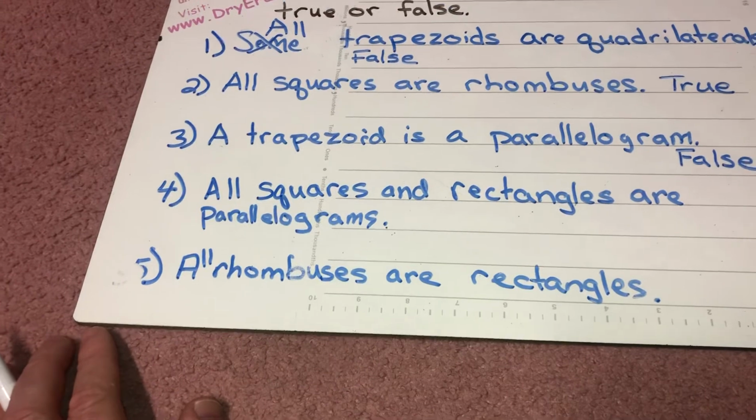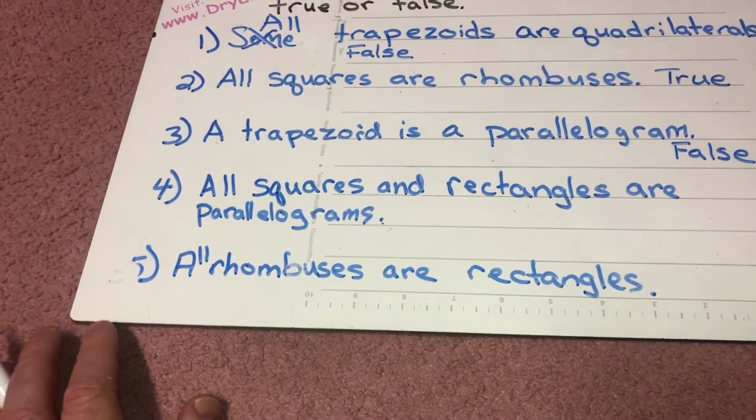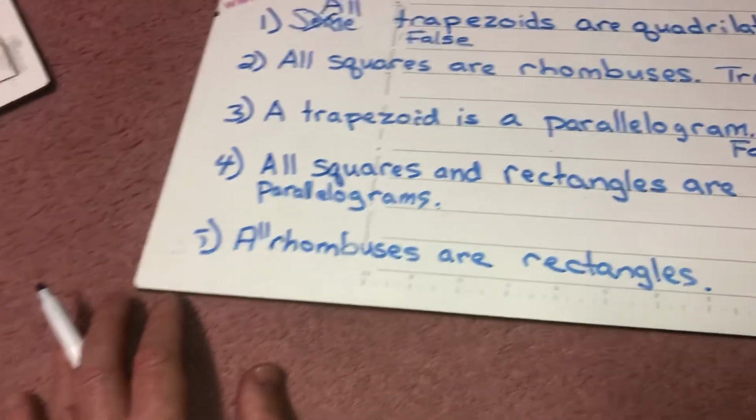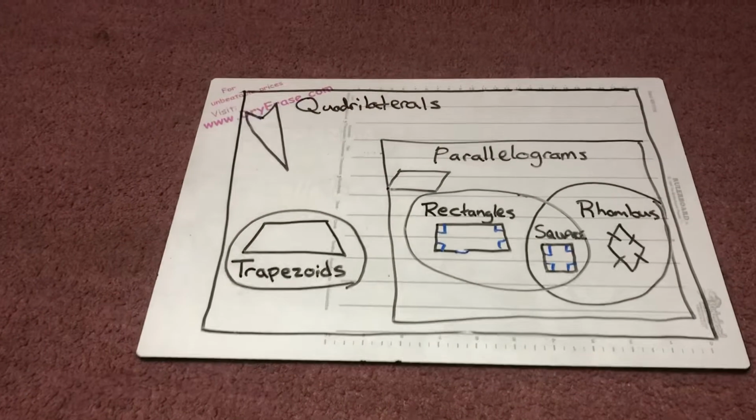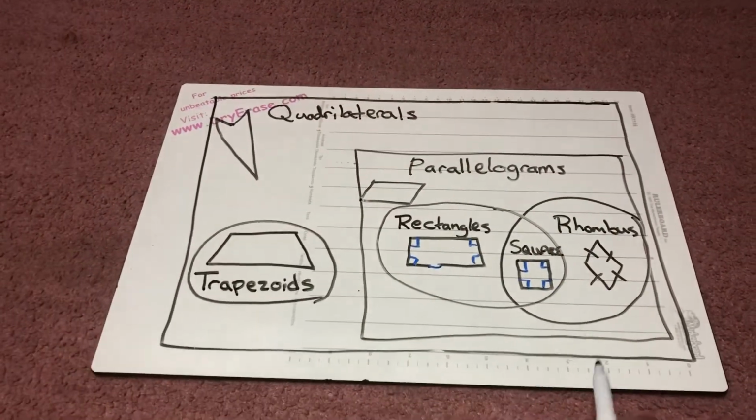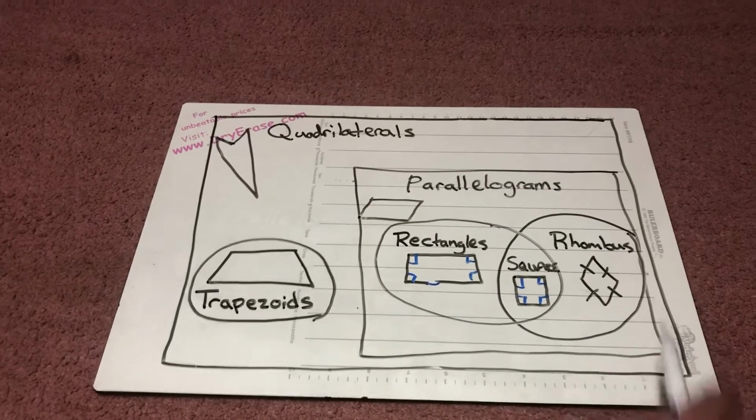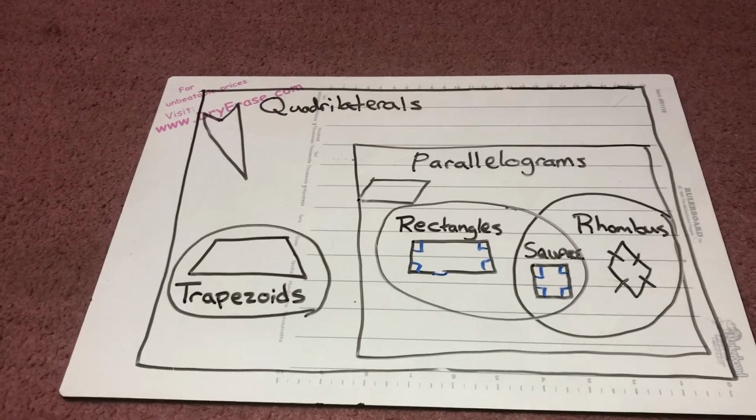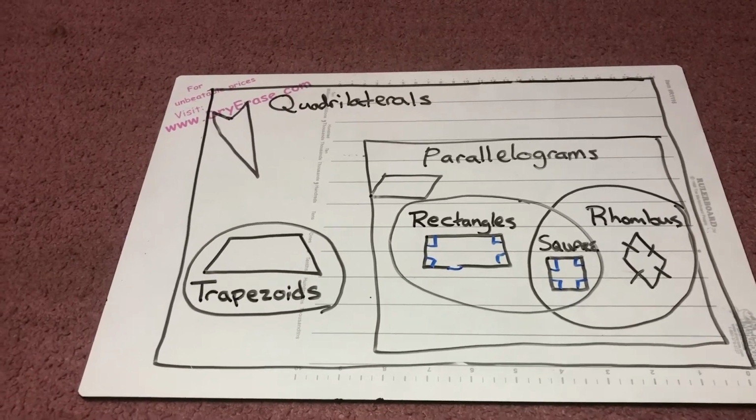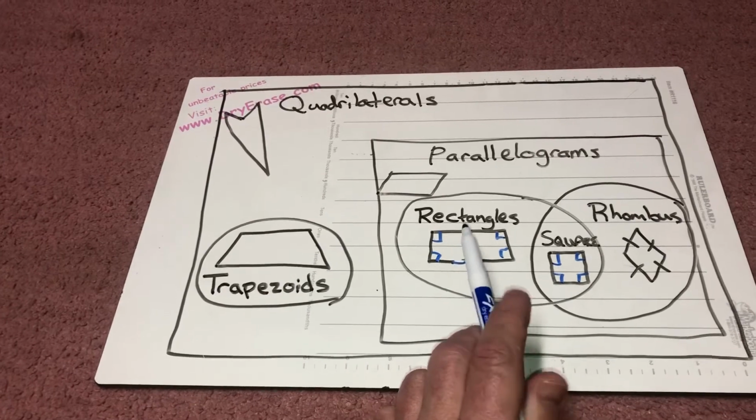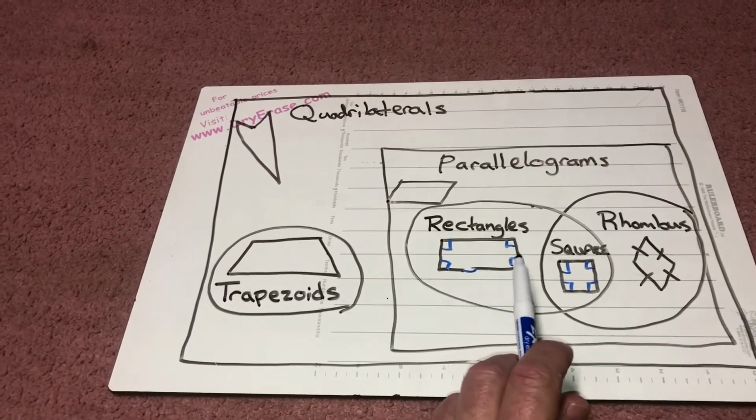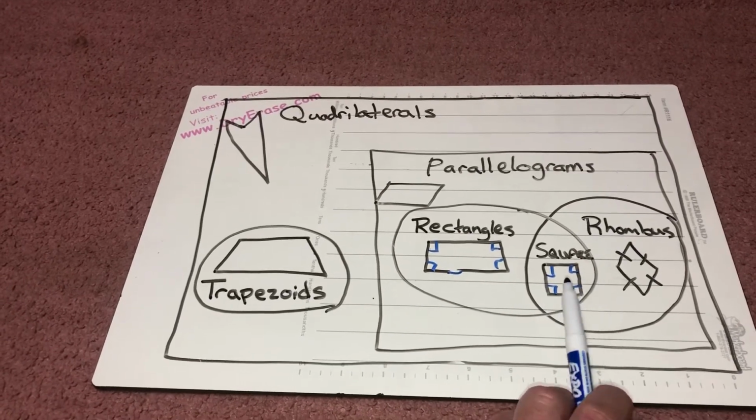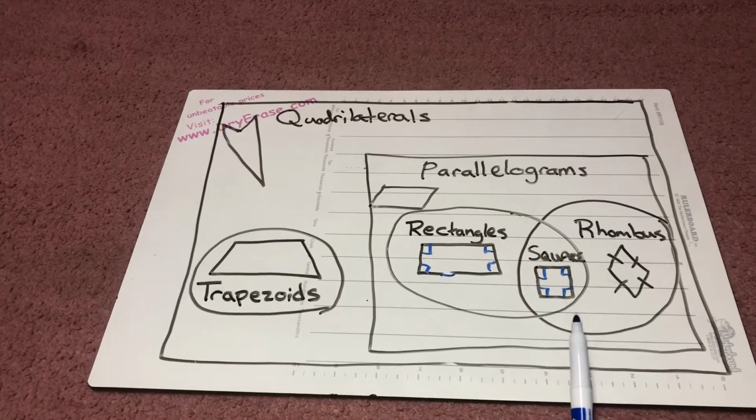because a trapezoid only has 1 set of parallel sides, and a parallelogram has 2. All squares and rectangles are parallelograms. Well, if I look here, I have my big box of quadrilaterals. I have my large group within quadrilaterals of parallelograms. And it's saying all squares and rectangles are parallelograms. Well, absolutely. Because in a rectangle, the bottom and the top are parallel with each other. The right and the left are parallel with each other. And in a square, the right and the left are parallel with each other, and the top and the bottom are parallel with each other.